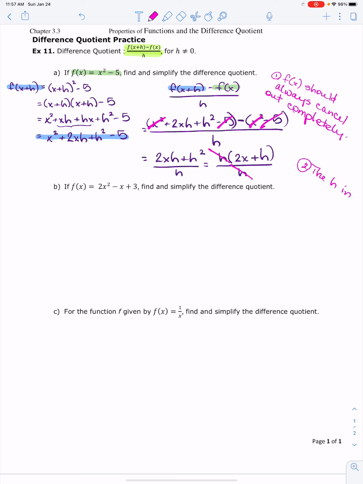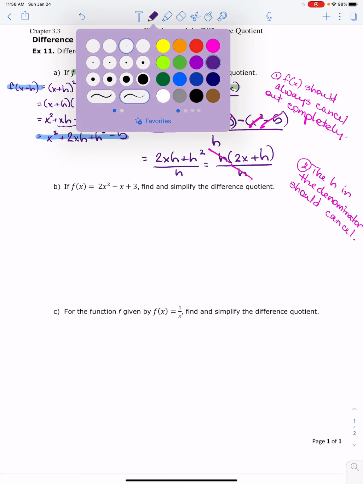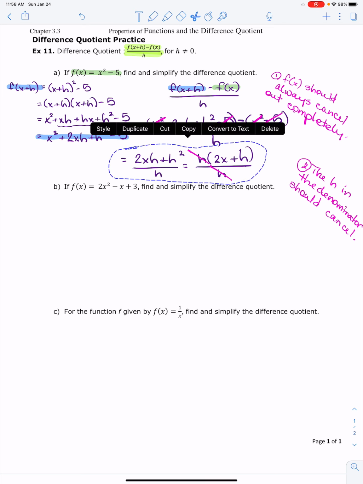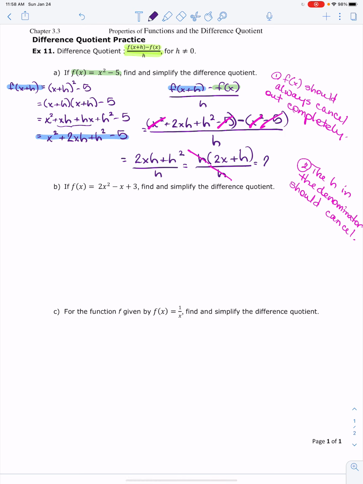The h in the denominator should cancel. Slide this over since I stuck my note in there and did not plan well. And we get 2x plus h. And that's it.